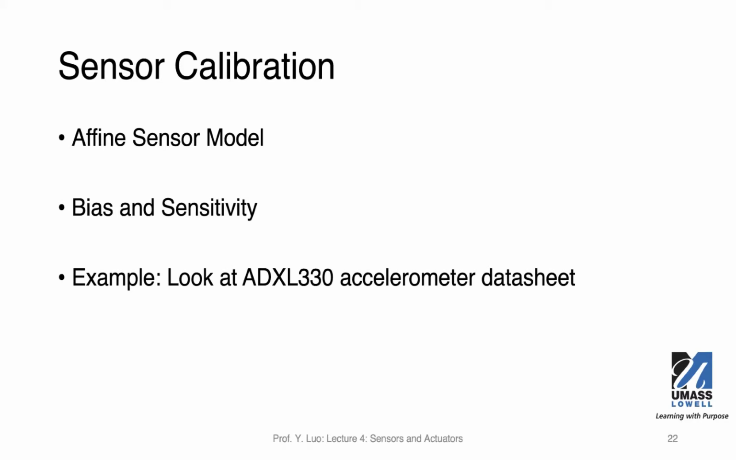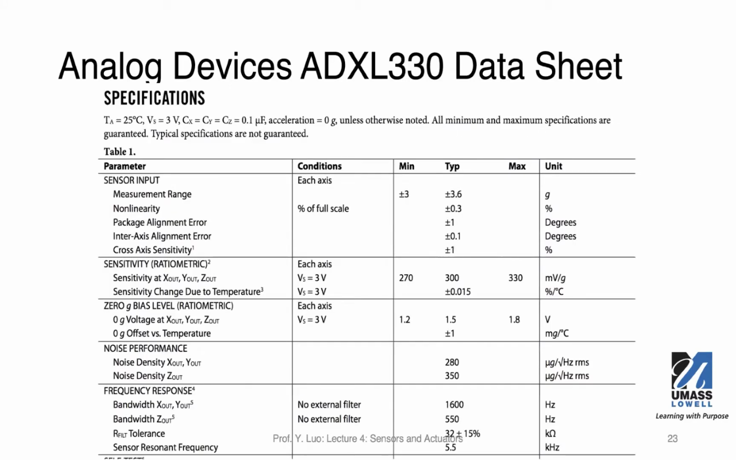Sensor calibration. We use an affine sensor model that captures the sensitivity and bias. Using this model, we can choose to fine-tune or calibrate these properties. We can use this as an example.